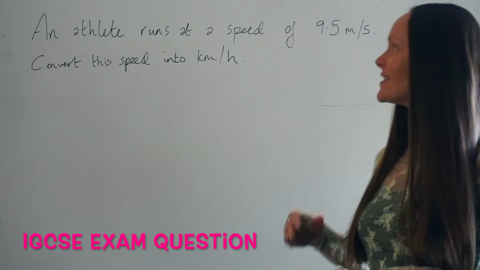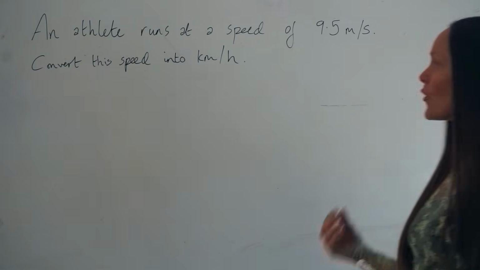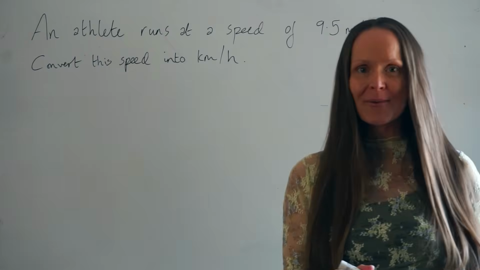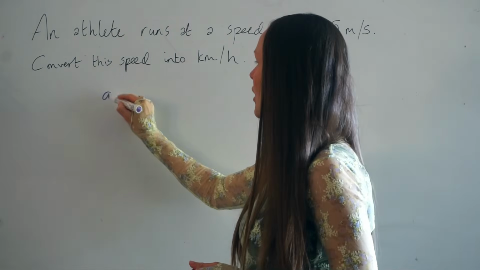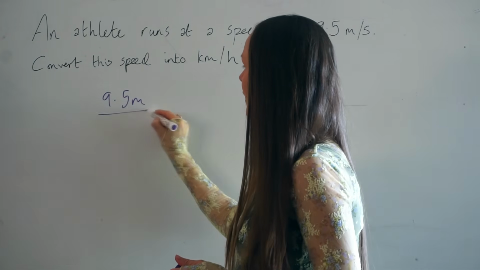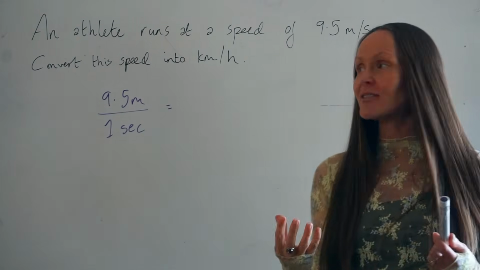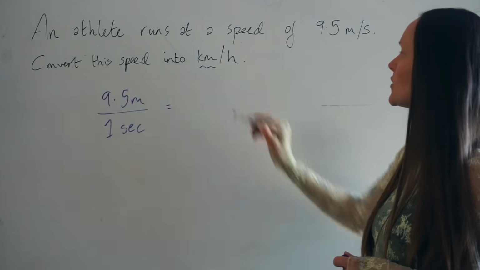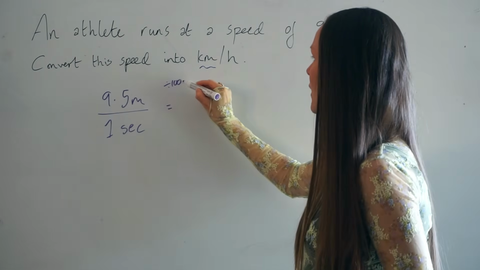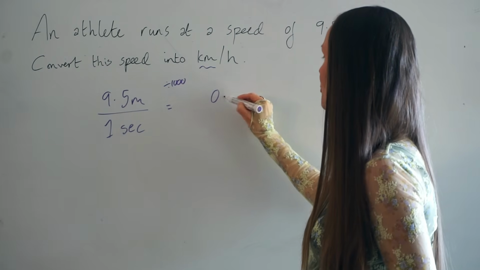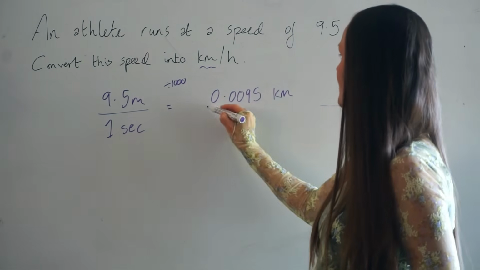So in this question, it says an athlete runs at a speed of 9.5 meters per second. Convert this speed into kilometers per hour. Okay, so remember, 9.5 meters per second is like saying 9.5 meters divided by 1 second. And if we look at the numerator first and change those meters into kilometers, remember we have to divide by 1,000. Okay, so 9.5 divided by 1,000 is 0.0095. Okay, so there we have our kilometers.